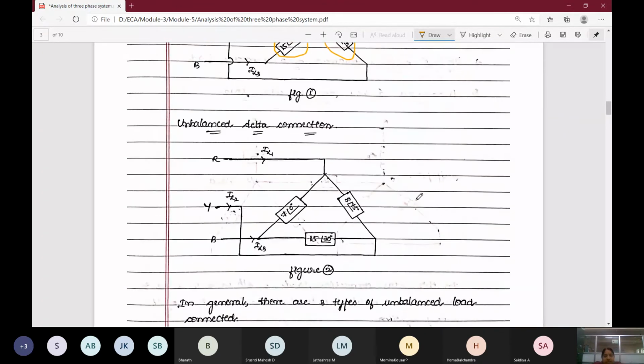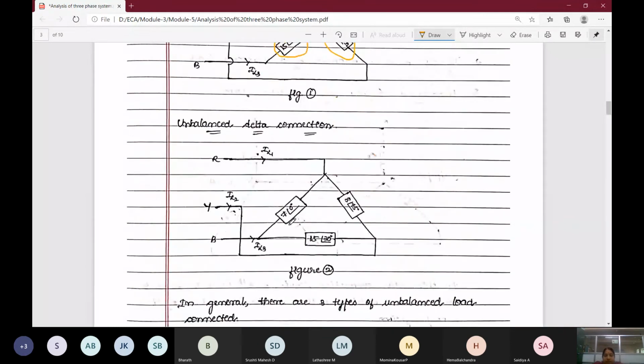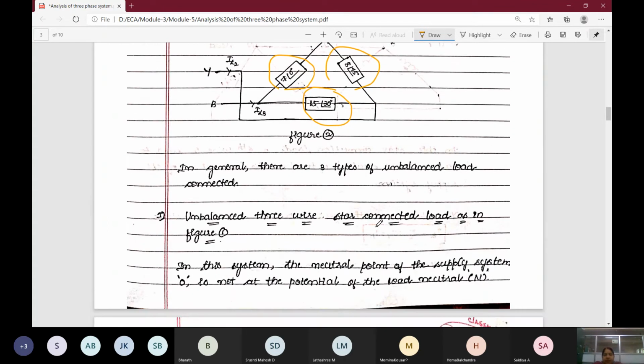Above is the star connection. In unbalanced delta connection, same thing. We show 7 at an angle 0, 8 at an angle 45 and 15 at an angle 30. This is the delta connection where all the phase voltages are differing. In general, there are three types of unbalanced load connected. We'll see three types here.